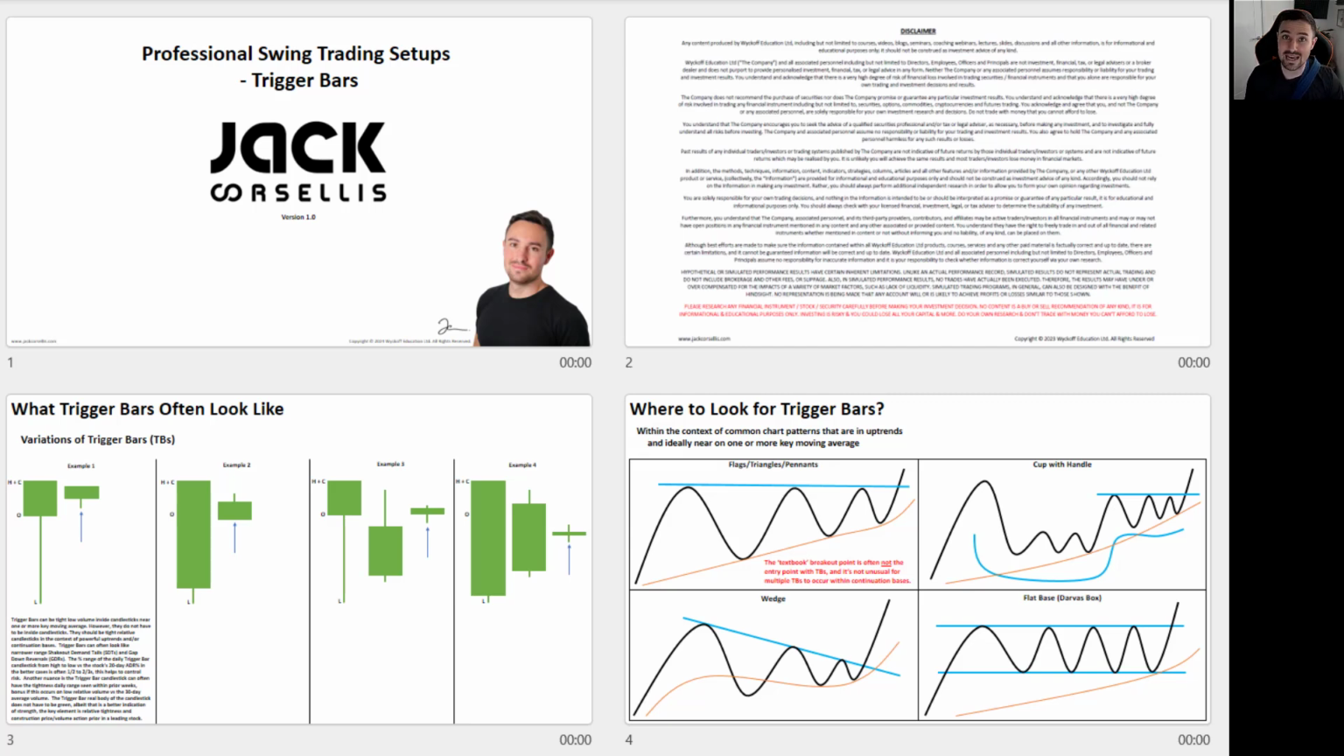That could be a flag, a wedge, a pennant, a Darvas box, cup and handle, or a volatility contraction pattern, those sorts of bases. So by the end of this video, hopefully you'll be able to recognize these trigger bars and understand where to look for them as well.